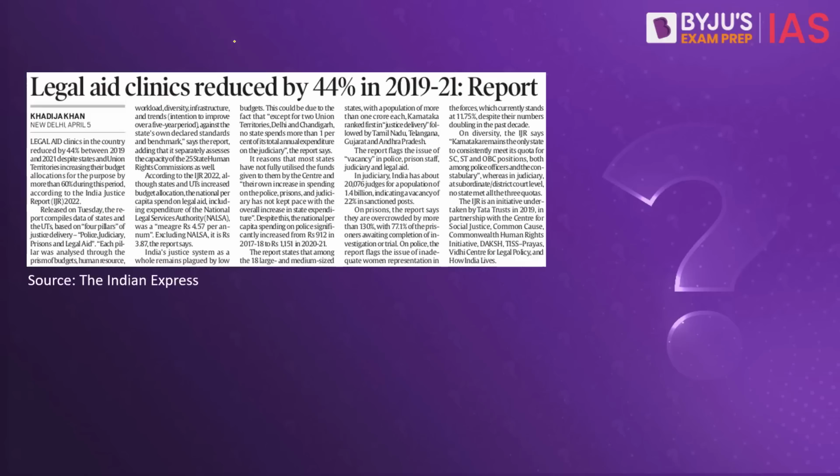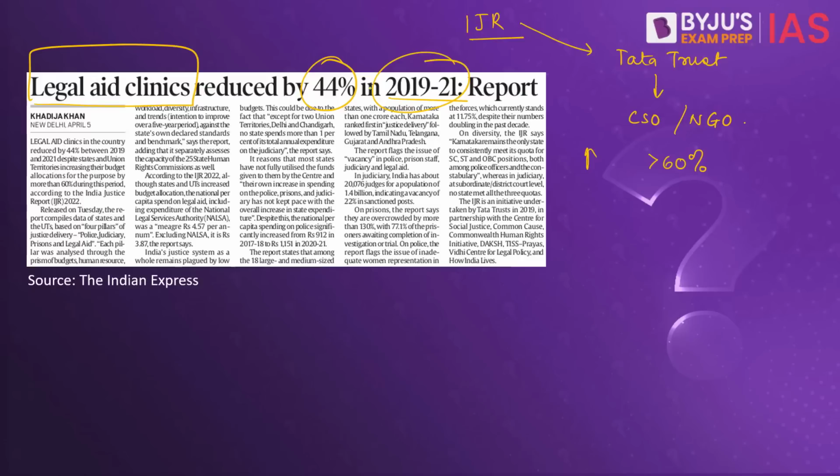We have taken this question because according to a report, the India Justice Report, which is published by Tata Trust in association with various civil society organizations and non-governmental organizations, there has been a reduction of 44% when it comes to legal aid clinics across the country in 2019-21. This reduction has been despite the fact that the states and union territories have increased their budget allocation for legal aid by more than 60% during this same period.